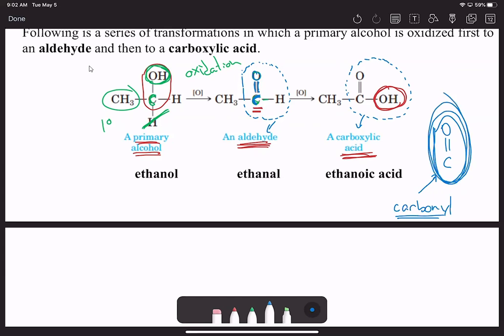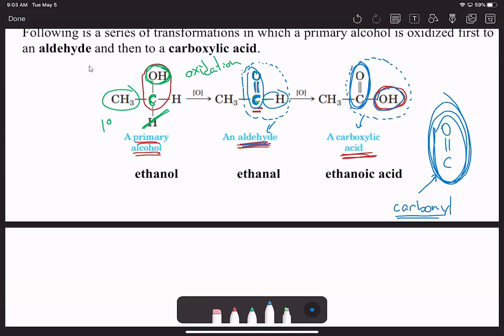This is my carbonyl. So here, this aldehyde has a carbonyl and a hydrogen attached. A carboxylic acid has a carbonyl and a hydroxy group attached. So this is what I'll refer to as a carbonyl. Again, this is just what happens to a primary alcohol. We oxidize it once, we get an aldehyde, which is a carbonyl and a hydrogen. Oxidize it again, we get a carboxylic acid, which is a carbonyl plus a hydroxy group attached.